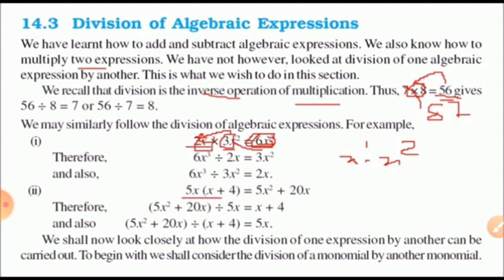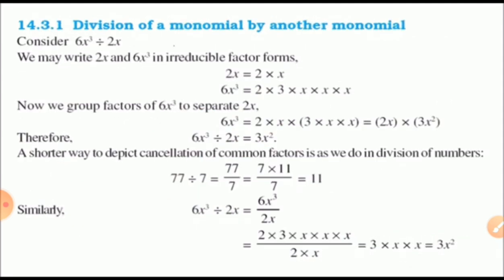For example, yes, my dear student, it is given here 6x cube divided by 2x is equal to 3x square. And reversing it, 6x cube divided by 3x square is equal to 2x. Or lastly, you can say 5x square divided by 20x divided by 5x. Division of a monomial by another monomial: 6x cube divided by 2x.